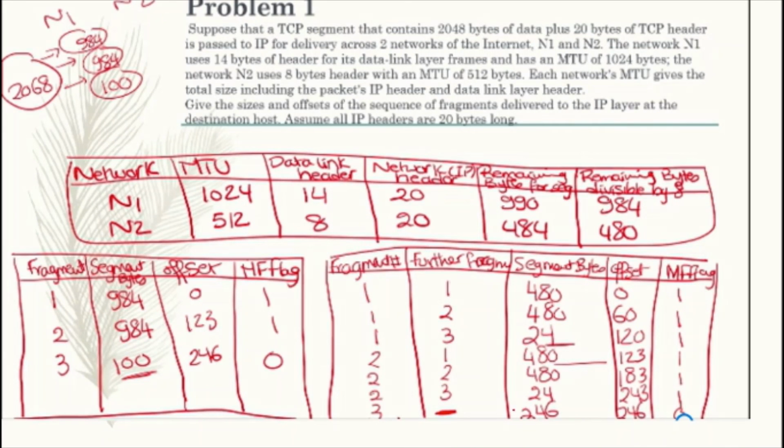Just a small note: while solving the last part, we said that the third fragment would have segment bytes 246. That was a mistake. I meant an offset of 246, but the segment bytes would be 100 as is. So here we have segment bytes 100, not 246.